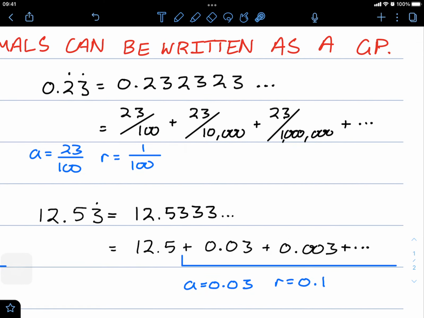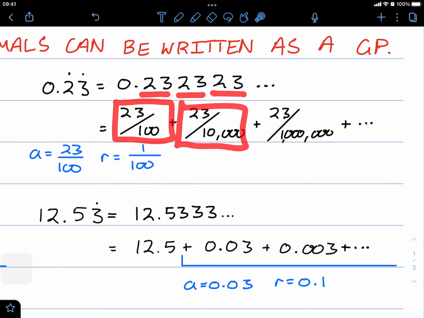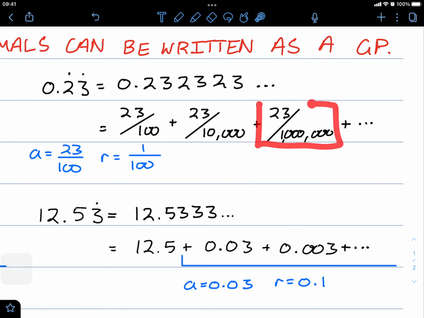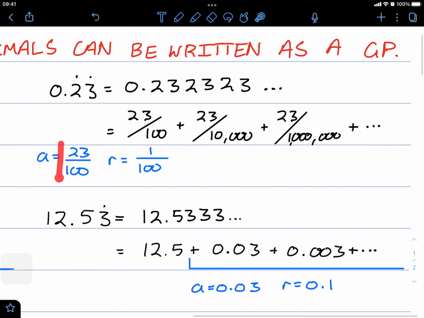You could write it as a fraction if you so choose. So 0.23 recurring is 232323. And I hope you can see each of these red underlines. It can be represented as 23 over 100, 23 over 10,000, 23 over a million, etc. And from here we can see that the first term is 23 over 100 and the common ratio is 1 over 100.